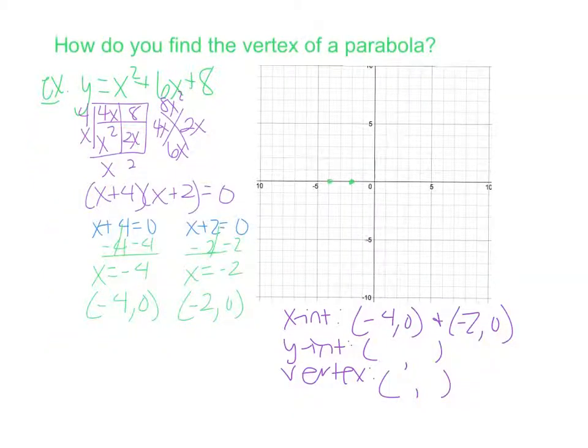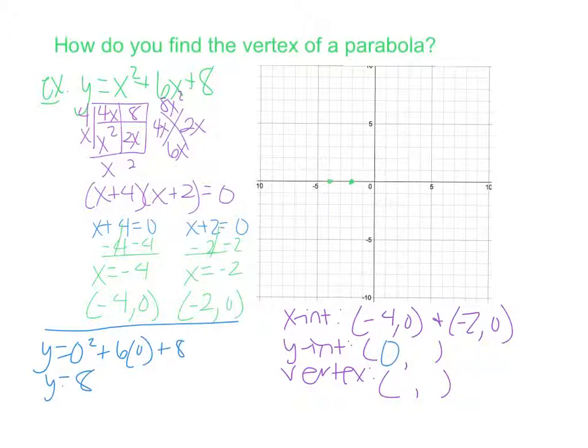So next thing we want to do is find the y-intercept. So we are going to plug in 0 for every x that we have, and that's going to just turn out to be y equals 8. So our y-intercept is 0 comma 8. So we can plot that point on our graph. And then the last thing we want to do is find our vertex.